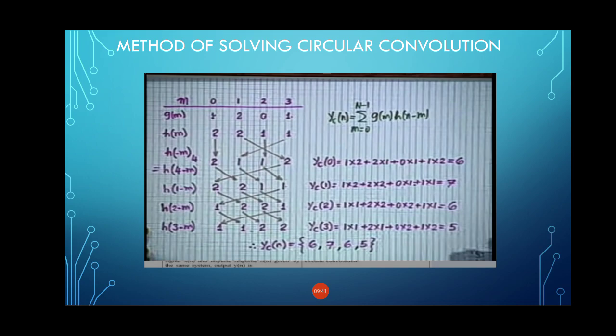Similarly, we can find yc of 2 and yc of 3. The output and all of the circular patterns I have shown here. h of (2 minus m) is again a circular shift of h of (1 minus m) modulus 4. h of (3 minus m) will be a circular shift of h of (2 minus m) modulus 4. All the circular shifts are shown by the arrows, and then you have to multiply the individual components and add them to find the circular convolution as the formula suggests.